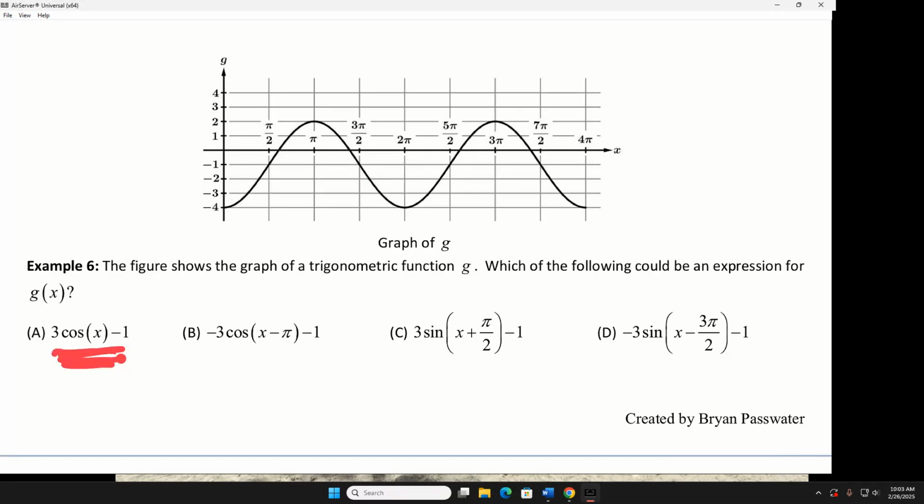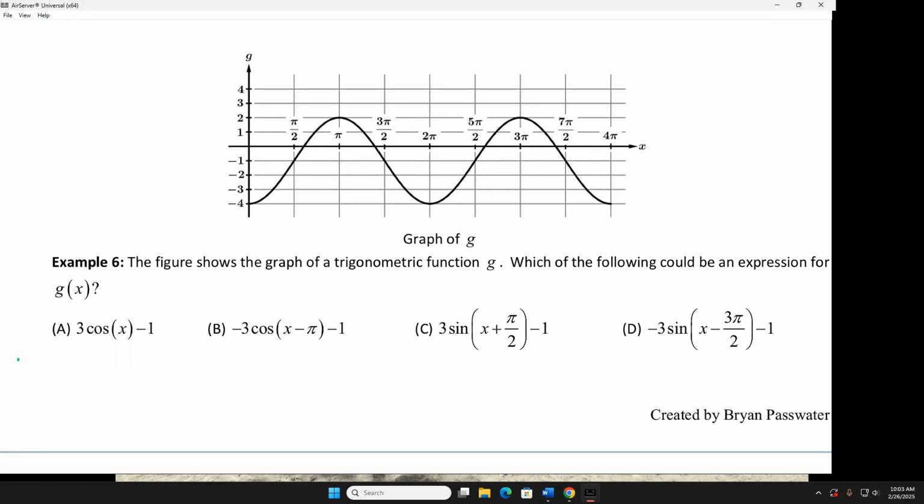Okay, so does this one have a phase shift? A phase shift will happen inside the parentheses. No. So this one is still going to start at x equals 0. And it should look like cosine. So starting at x equals 0, it should look like the Texas Longhorns. So if I start at 0, when x is 0, does it look like that? No. So that's not it. So we go to the next one.